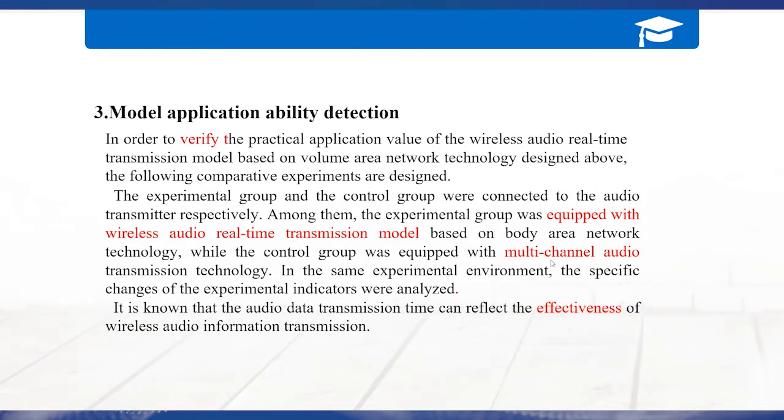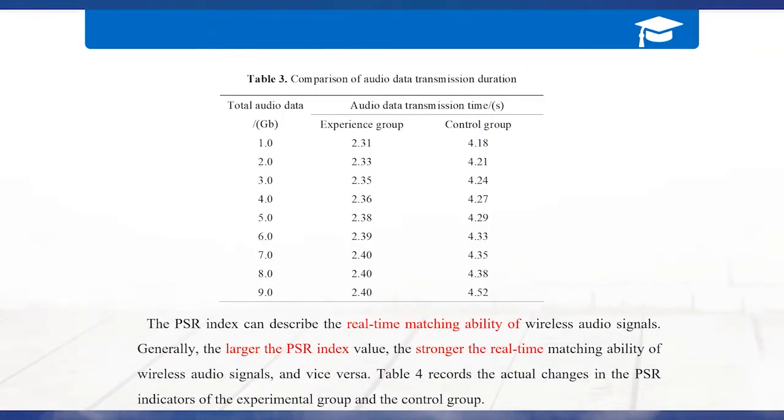3. Model application ability detection. In order to verify the practical application value of the audio real-time transmission model, the paper used two groups: the experimental group and the control group. Among them, the experimental group was equipped with the wireless audio real-time transmission model based on body area network technology, while the control group was equipped with multi-channel audio transmission technology. In the same experimental environment, the specific changes of the experimental indicators were analyzed. It is known that audio data transmission time can reflect the effectiveness of wireless audio information transmission. Table 3 is the comparison of audio data transmission duration.